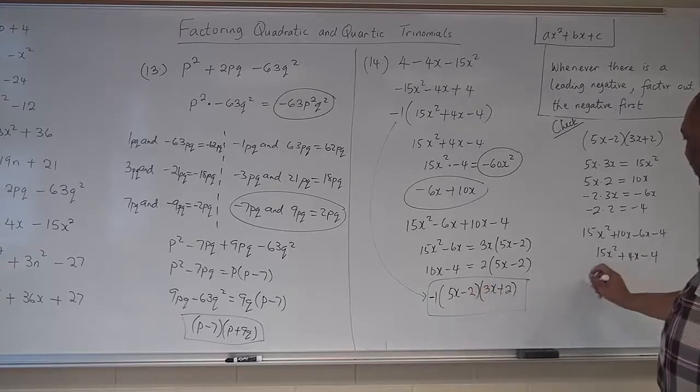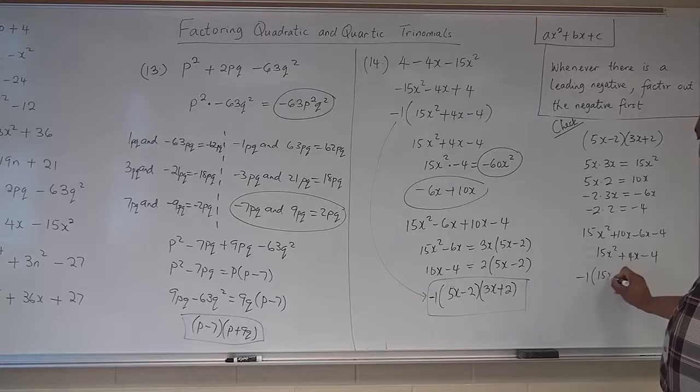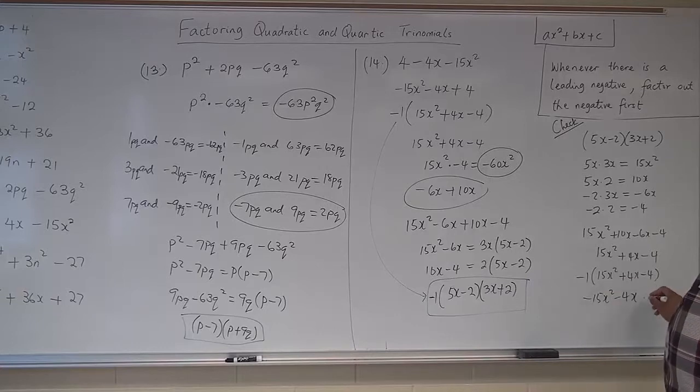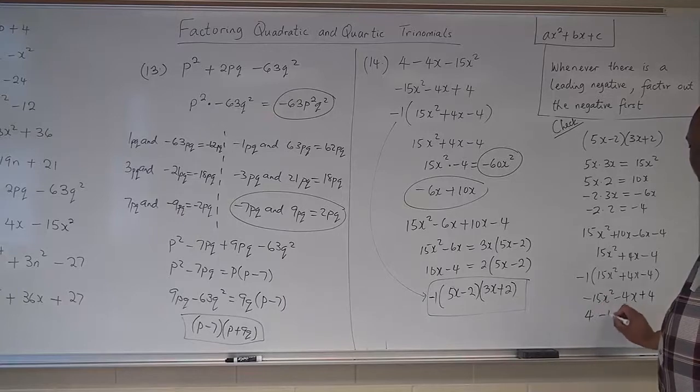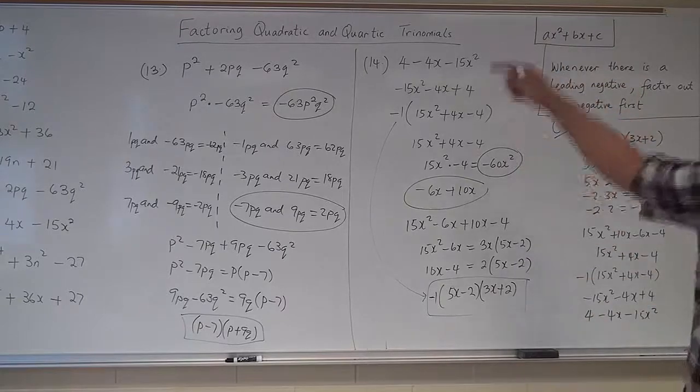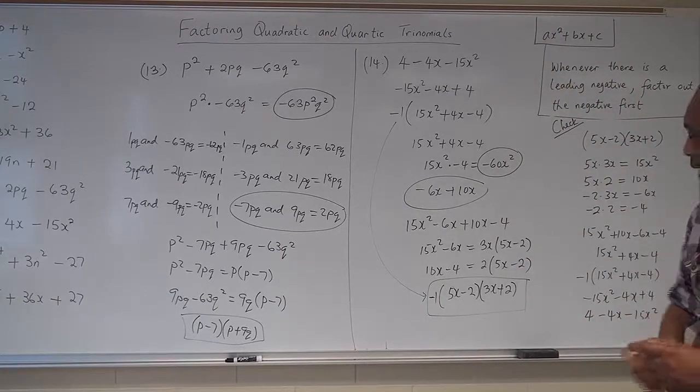And we bring back this negative 1. Negative 1 times 15x squared plus 4x minus 4. Negative 1 times 15x squared is negative 15x squared. Negative 1 times 4x is minus 4x. Negative 1 times negative 4 is plus 4. So this is now 4 minus 4x minus 15x squared. Gives you back what you got here. Okay?